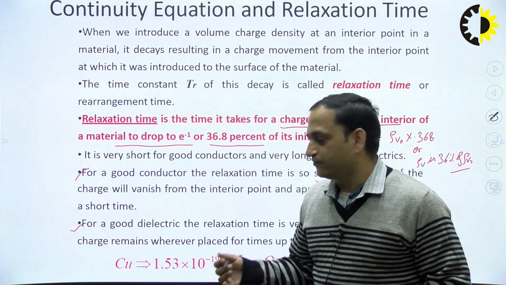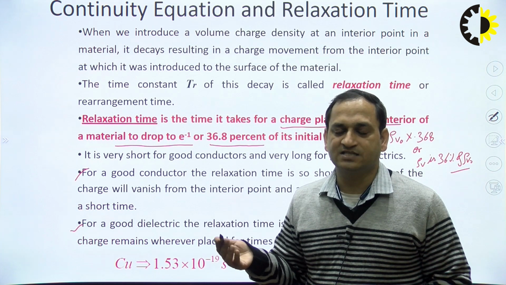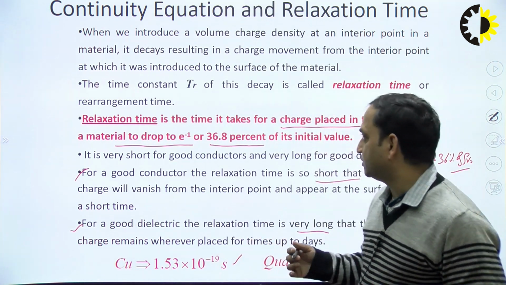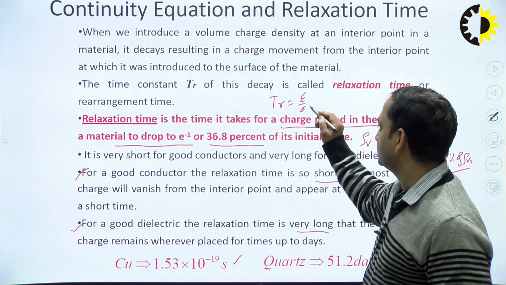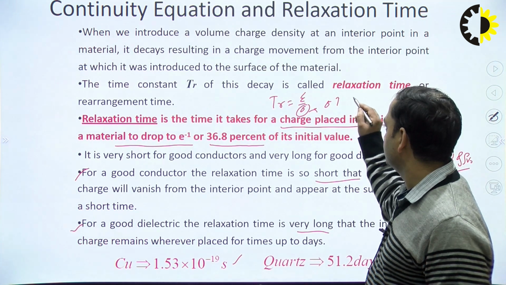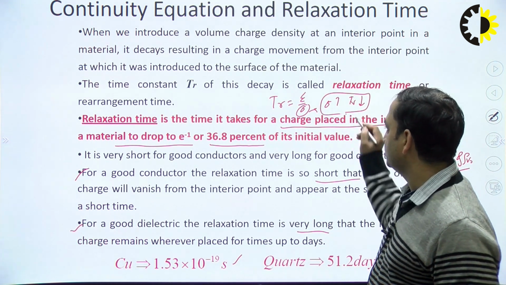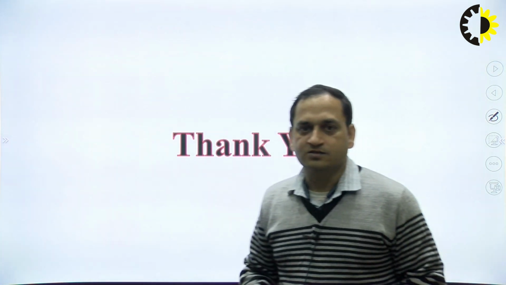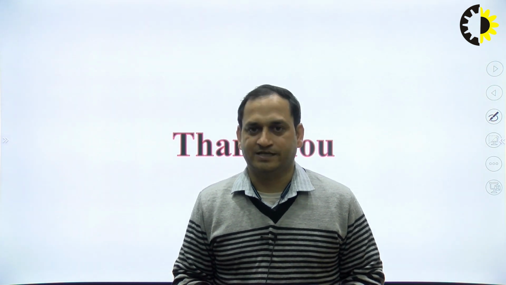For quartz or insulators, the relaxation time is more compared to conductors, because we know the formula TR is equal to epsilon upon sigma. As sigma is very large, TR will be less. These are things you have to take care of. I hope this point is clear to all of you and you understood this topic in the electrostatic field very well. Thank you very much.